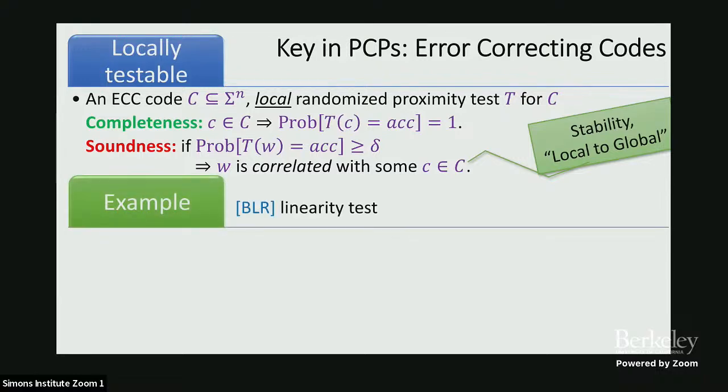So here's an example, probably one of the more well-known examples. This is the Blum-Luby-Rubinfeld linearity tester, and it proceeds as follows. In this case, we have the code C, which consists of the truth tables of all linear functions from {0,1}^n to {0,1}. So this is an error correcting code. It's fully legitimate. And you can ask, how can we test whether a function is linear or not?